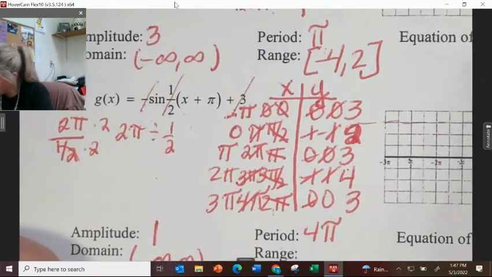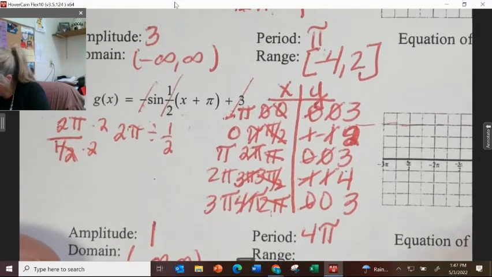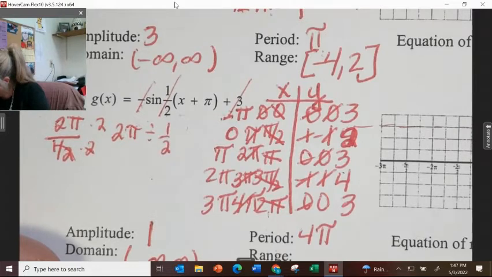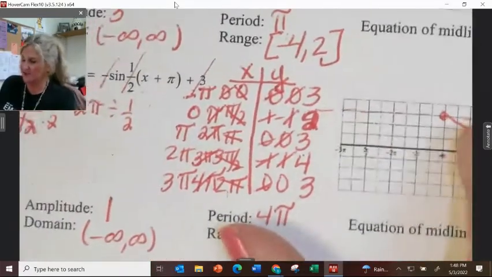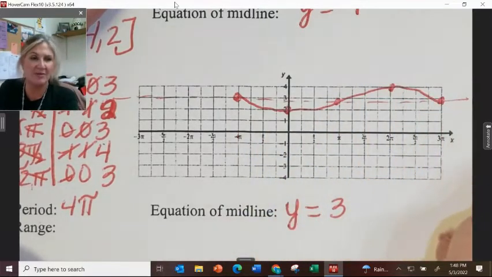All right, and so now we will plot our points. Oh, this is hard to see. Negative pi is right here. I'm going to be at 3. At 0, I'm going to be at 2. At pi, we're going to be at 3. At 2 pi, I'm going to be at 4. And at 3 pi, we're going to be at 3. And we're just going to graph one period of it. Oops, you guys can't see any of that. And so that would be one period of it, and then it would keep on going.